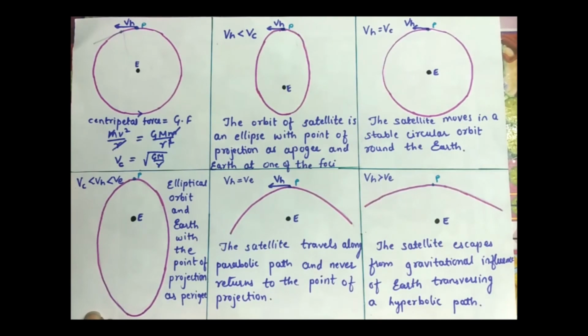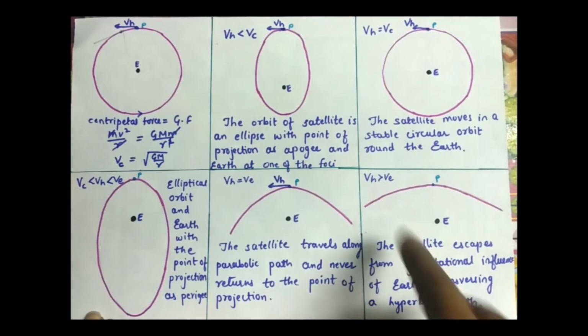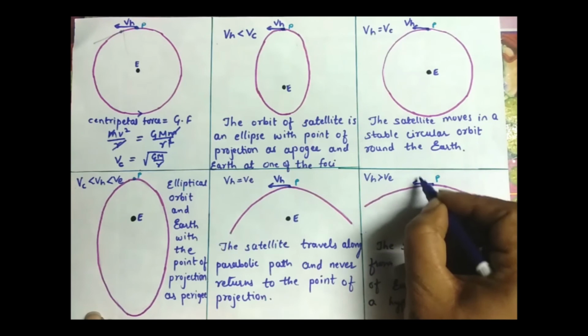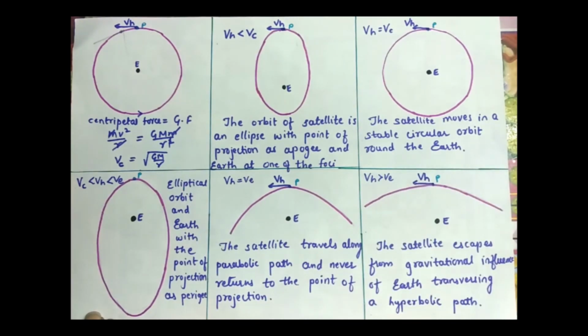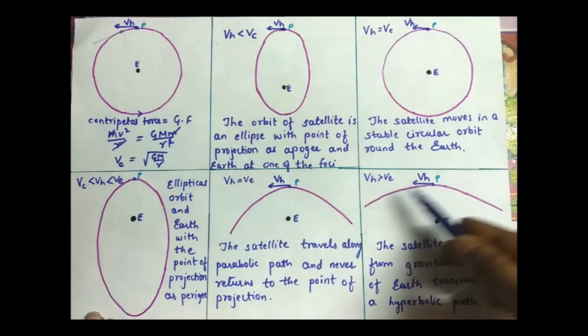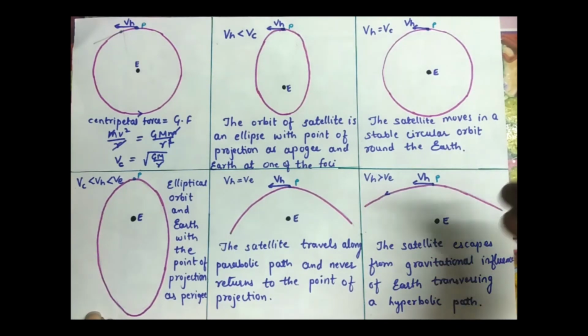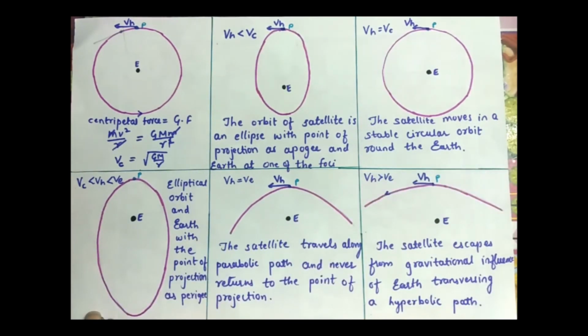In the last possible case, the horizontal velocity is greater than the escape velocity. So what will happen? The satellite escapes. See the path it is traveling. This is the path. The satellite escapes from the gravitational influence of the earth, traversing a hyperbolic path, and it loses its gravitational influence in this case.